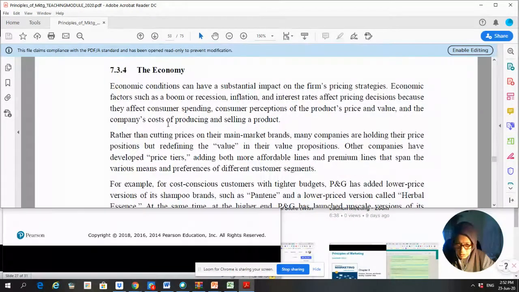Okay, the last one is the external factor of the economy. The economic condition has a substantial impact on your pricing strategy. This is a very good example because it can be reflected dalam price tiers. Price tiers means the stages of price: the first phase, second phase, third phase, and so on.